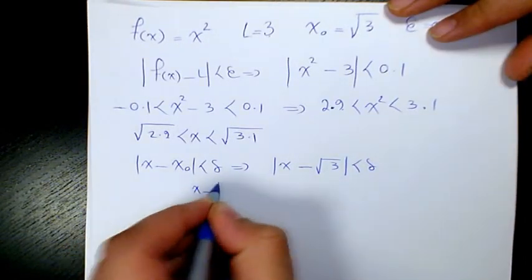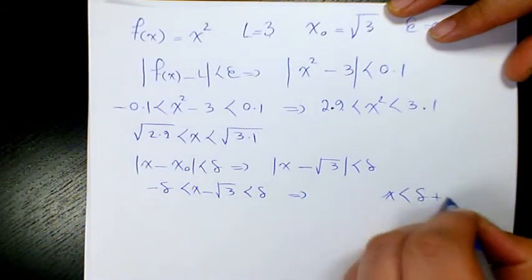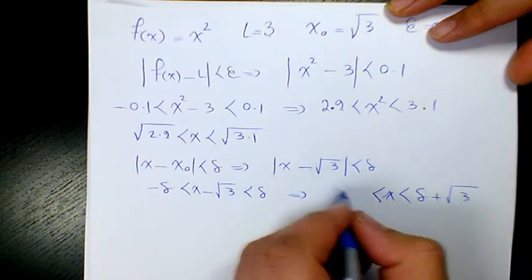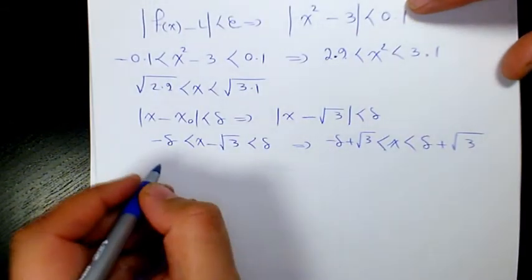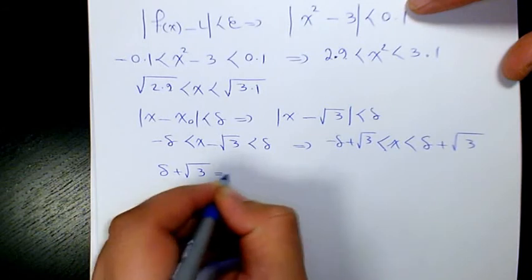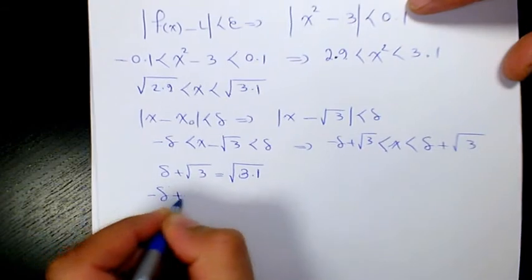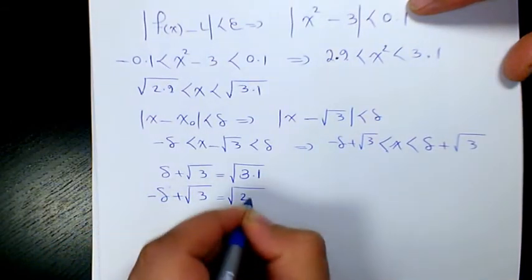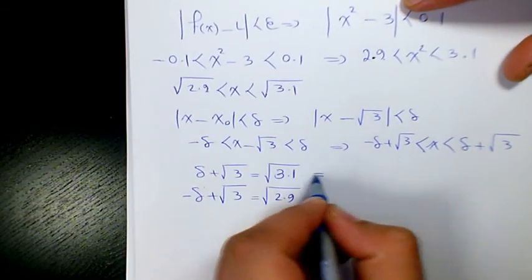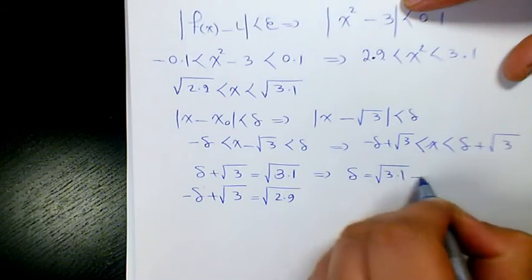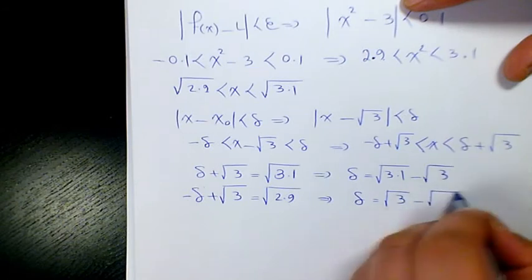So x minus root 3 has to be less than delta and greater than negative delta. So x is delta plus root 3, and here you have negative delta plus root 3. So delta plus root 3 has to be equal to square root of 3.1, and negative delta plus root 3 is square root of 2.9. So now delta is root 3.1 minus root 3, and on this side you have root 3 minus root 2.9.